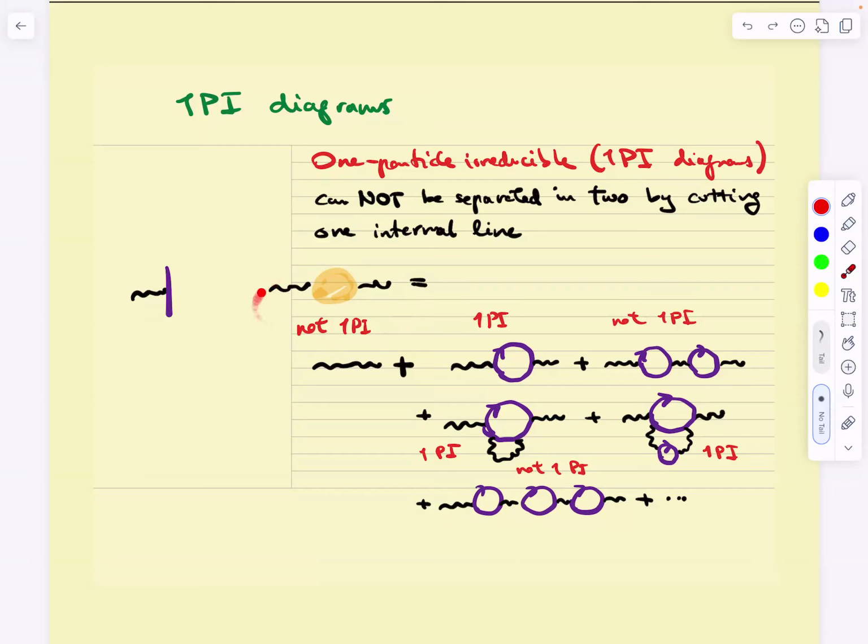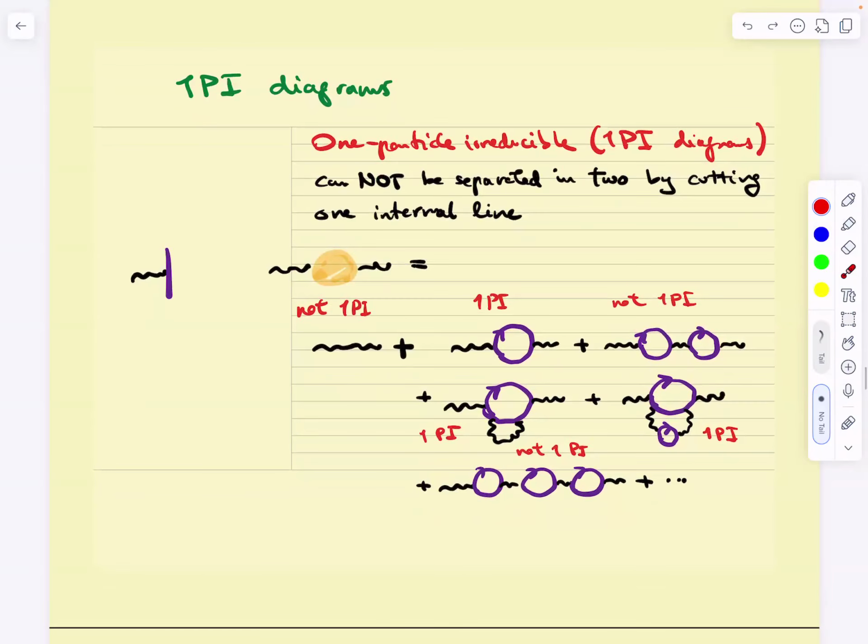In general, consider the full propagator, right? The full propagator will have one pi and not one pi diagrams. The point is that all the diagrams could be systematically written in terms of one pi. Why is that? Well, take the one pi diagram here, at one loop. Repeat it. This is not one pi, right? Now, take another one pi diagram. This is another one pi diagram. This is another one pi diagram. Good?